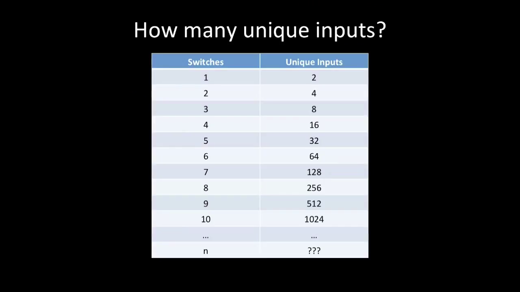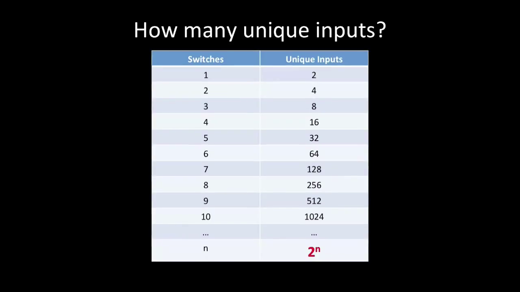How does this generalize? If I give you a box with n switches on it, how many different integers can you ask that box about? The answer, of course, is 2 to the n. So now that we know that n switches allow us to encode 2 to the n different integers, the next question is, which 2 to the n integers? That will be the subject of the next video.